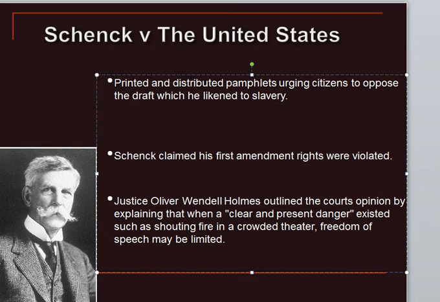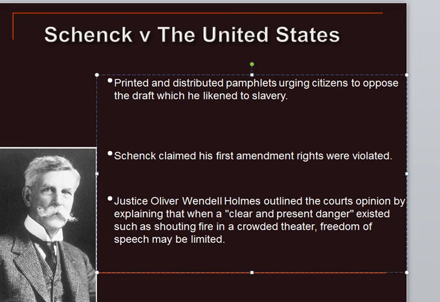So a guy named Charles Schenck was arrested for printing and distributing pamphlets urging citizens to oppose the draft, which he likened to slavery. For his arrest, Schenck claimed his First Amendment right was violated, and he was able to take it all the way to the Supreme Court, where he hoped he would be able to overturn the Sedition and Espionage Acts. Unfortunately for him, he lost.